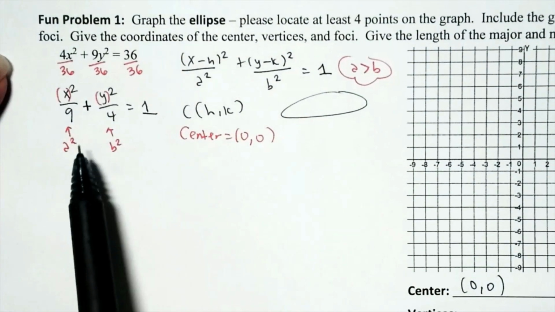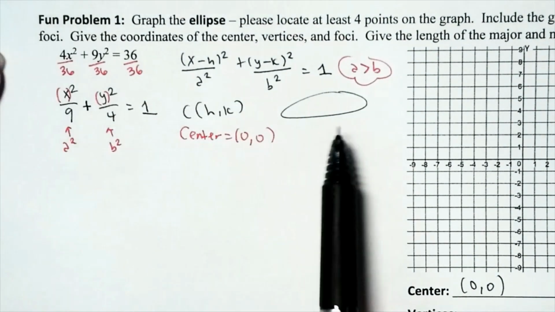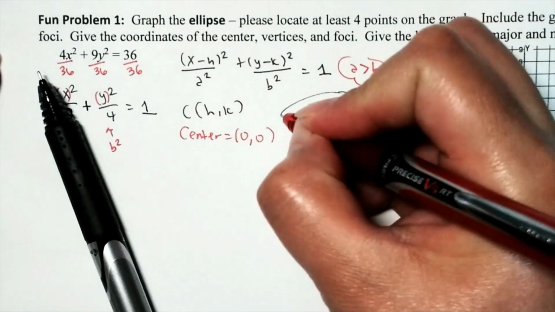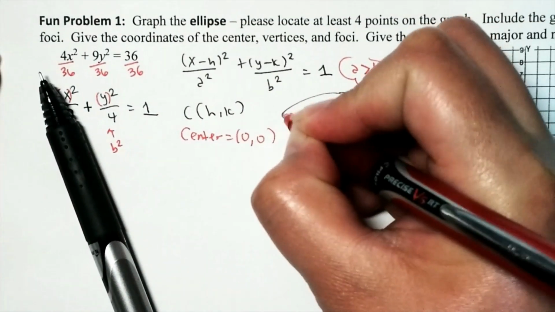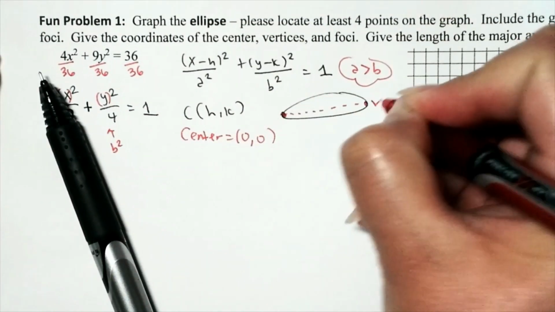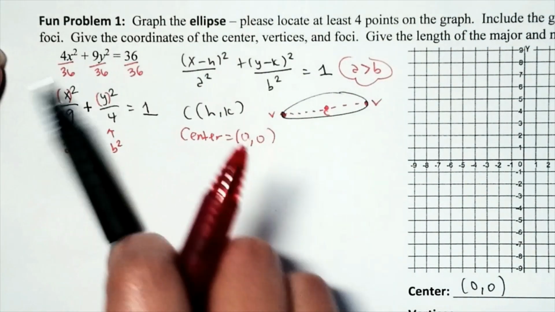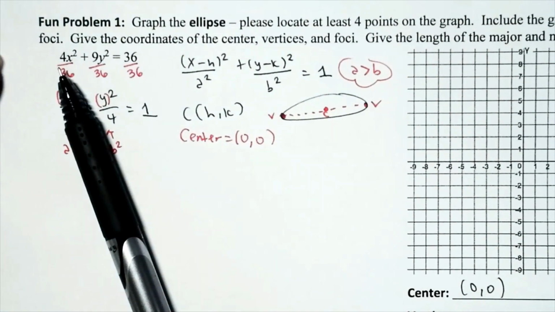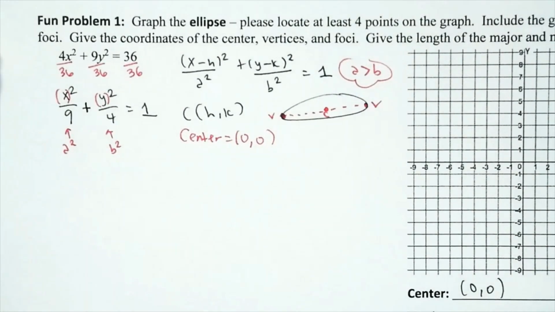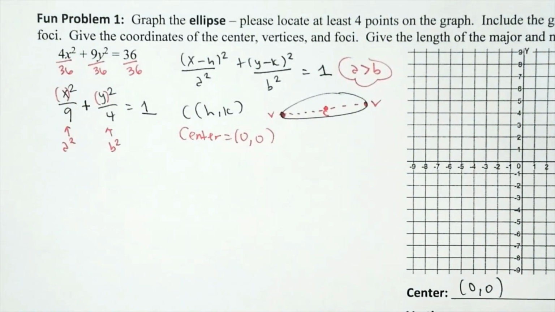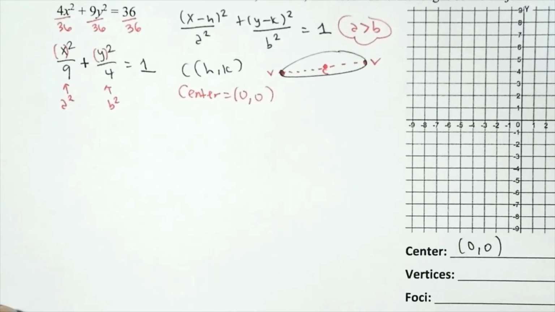Now, we have established that we have a horizontal ellipse, which means the vertices are going to be on this major axis. So the center is right there, and then sorry, let me clear my throat. Let me go ahead and follow the plan, and then I'll say my piece.